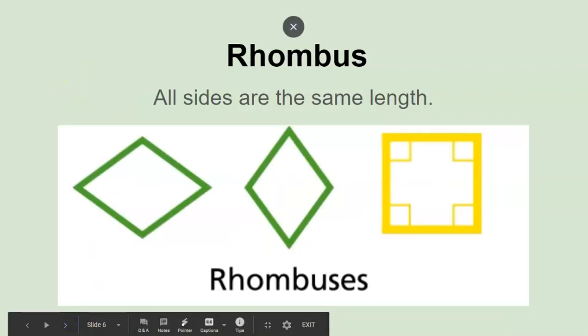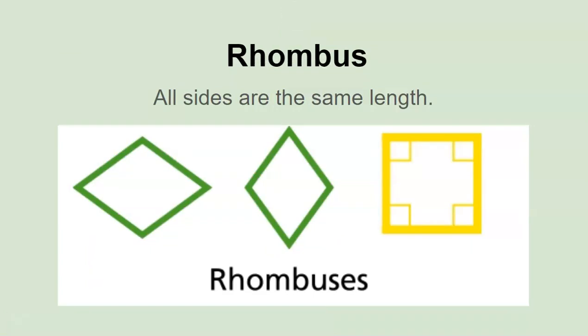Next up, we have a rhombus. And a rhombus means all sides are the same length. So they can look differently, as you can tell in the picture, but all four sides are the same length. Still a quadrilateral, still has four sides, but all four sides are the same length. Pause the video, write that down, draw an example, and push play when you're ready.